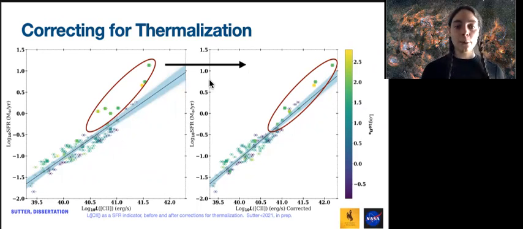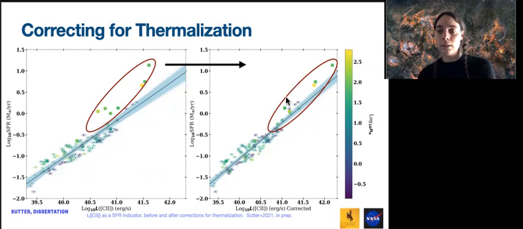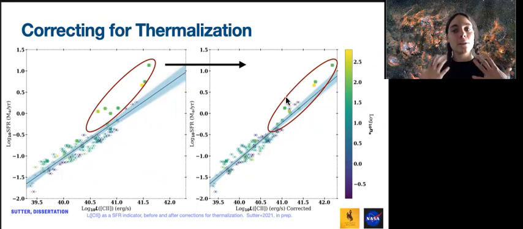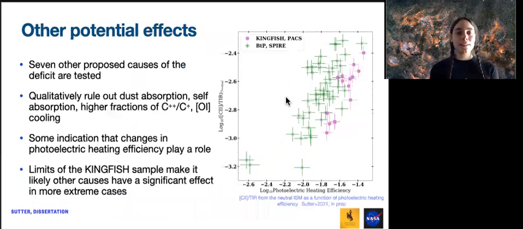If we correct those points for thermalization, they get shifted over, shown here, and fall almost completely on our line of best fit. So this is an exciting result that shows we can correct for thermalization in H2 regions, at least for modest deficit behavior. Like I said, though, this thermalization can only really explain modest deficits.